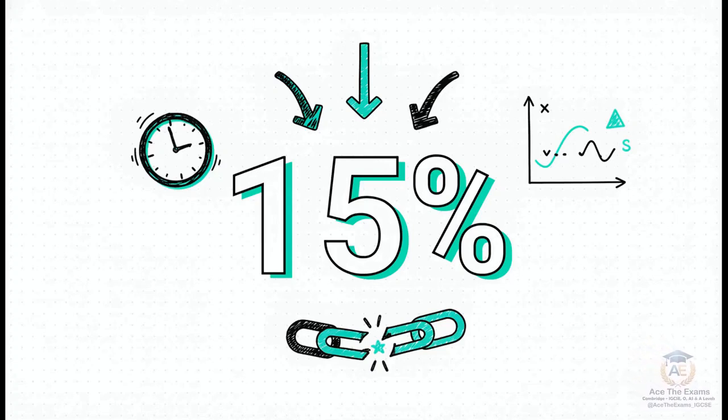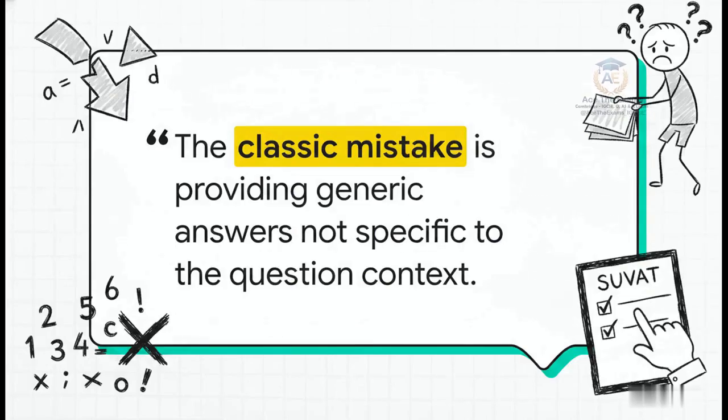This isn't just a minor hurdle you can afford to skip over during your revision. This is a major battleground. This is where the top grades are quite literally won or lost. If you can lock down this 15%, you are giving yourself a massive buffer for the rest of the paper. But the stakes are incredibly high, and so many students mess this up. Look at this direct quote straight from the principal examiner report. The classic mistake is providing generic answers not specific to the question context.